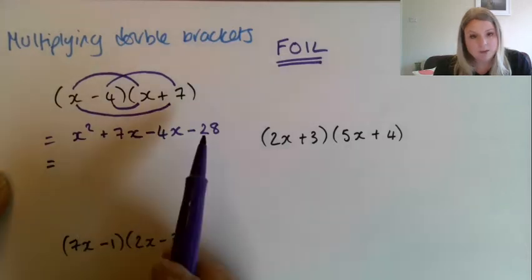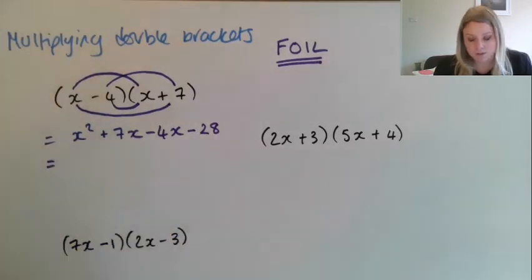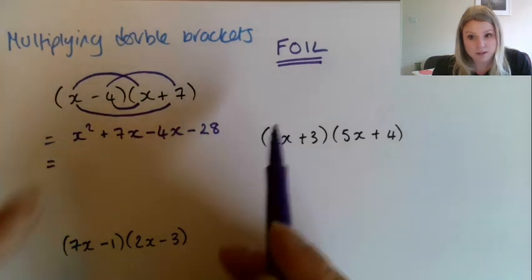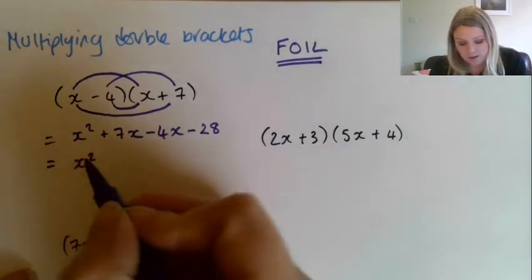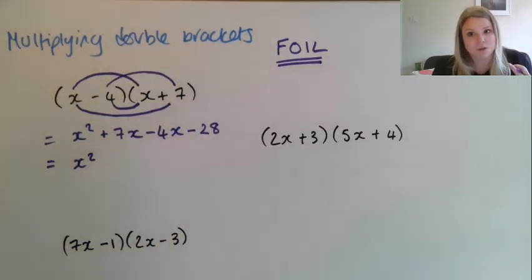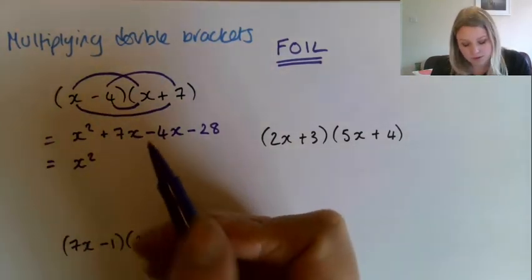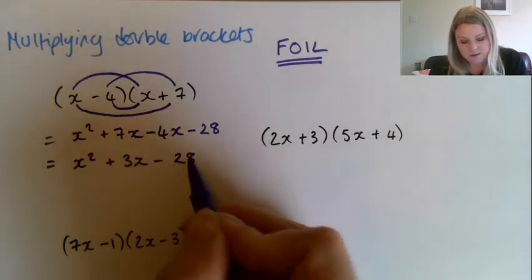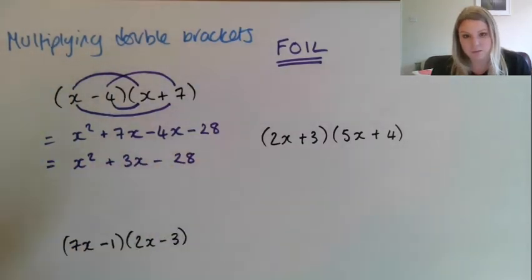Now, whenever we've got this, we have to gather our like terms together. So x squared, we've no more x squared terms there, we can't join anything together. 7x minus 4x, they are like terms, they're both x terms. So 7x take away 4x is 3x. And then we have minus 28 still. So that would be the final answer for that one.